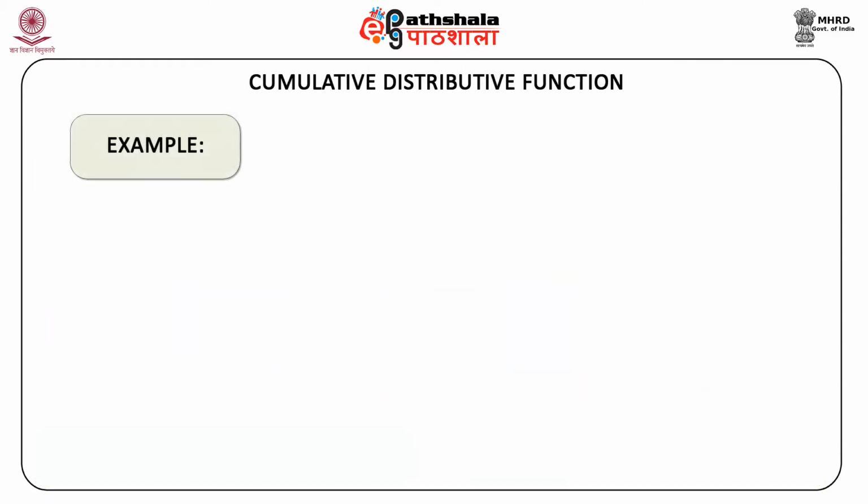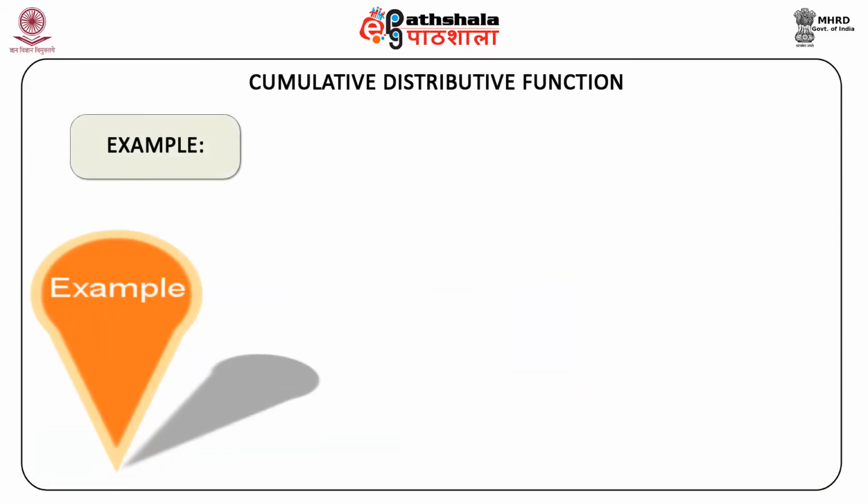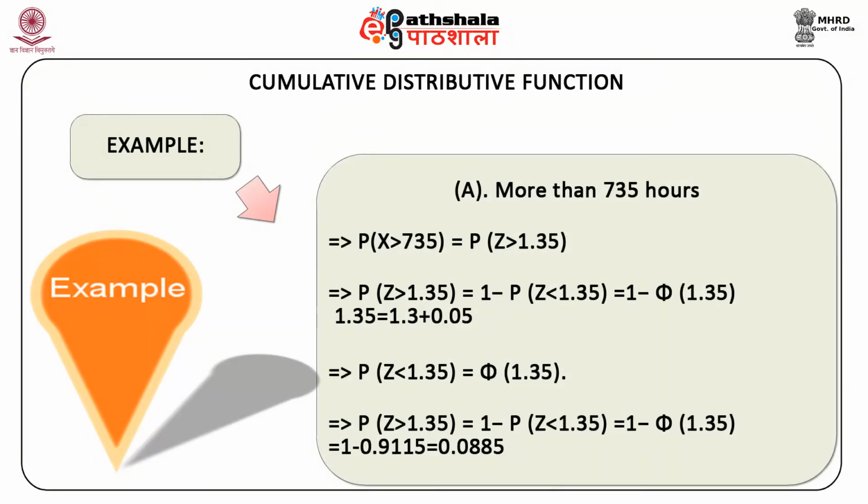Let us take an example. It is known that on an average, students spend 600 hours to learn a program with a standard deviation of 100 hours. Assuming normal distribution, find the probability that to complete the program, a student selected at random will take A, more than 735 hours, B, between 500 to 700 hours, C, less than 550 hours.